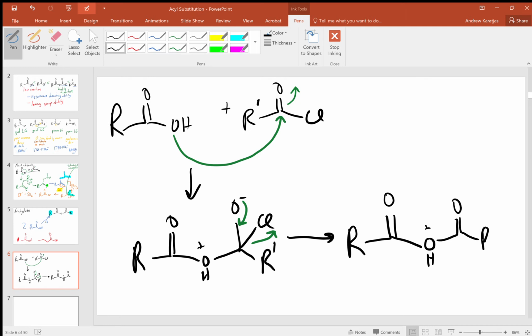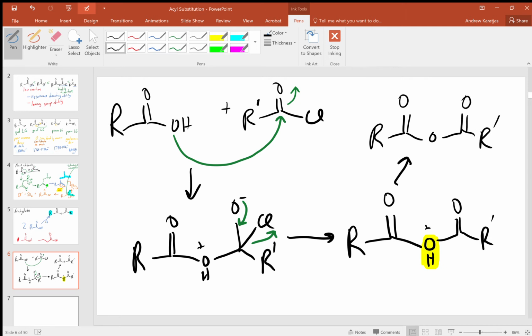And as you can see, the only thing that differentiates our product from an anhydride is the fact that we have an extra proton on that oxygen. So from here, all we need to do is lose a proton, and we get to our product.